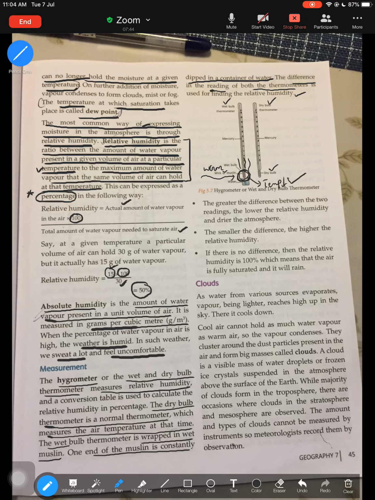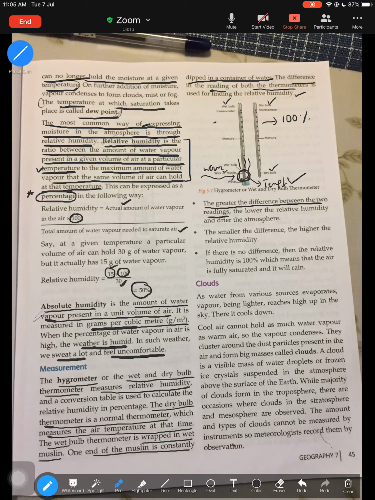That is why we cannot measure relative humidity with just the dry bulb, nor with just the wet bulb. Both are equally important. Only with both readings of the thermometers can we find the relative humidity. So let's try to understand how we find relative humidity with the help of both. First is the greater the difference between the two readings. Let's say the dry bulb has given us a reading of 100.